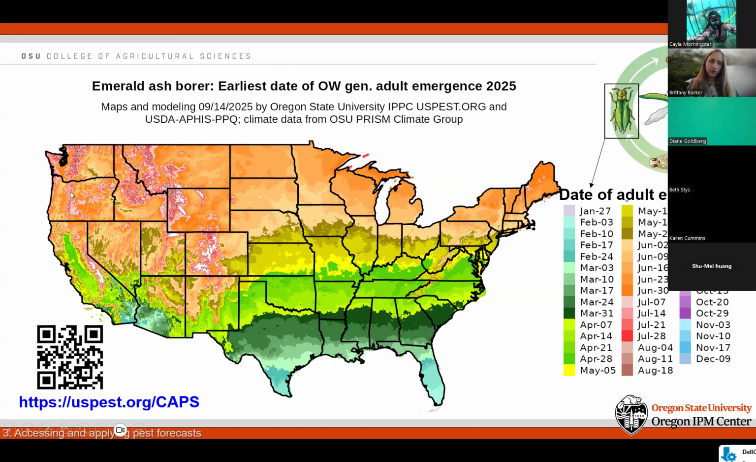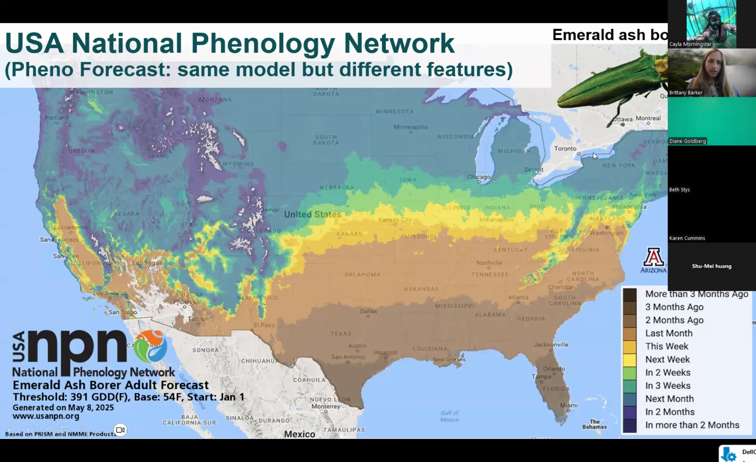And over here in Oregon, our adults emerge closer to the middle or late June. So again, a lot of variation in the phenology across space. And this is a version of our model at the USA National Phenology Network. The USA National Phenology Network has a suite of phenological maps. They call them pheno forecasts.